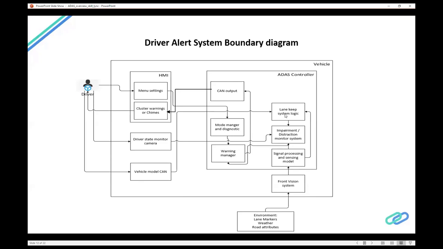So lane keep system is another, different feature which we'll briefly touch upon. Lane keep system is responsible to detect the lane lines and maintain the car within the bounds of the lane lines, and that's why both the systems use a similar approach. So the signal processing model goes to the lane keep system, and then all that information goes to another algorithm called the impairment or distraction monitor.